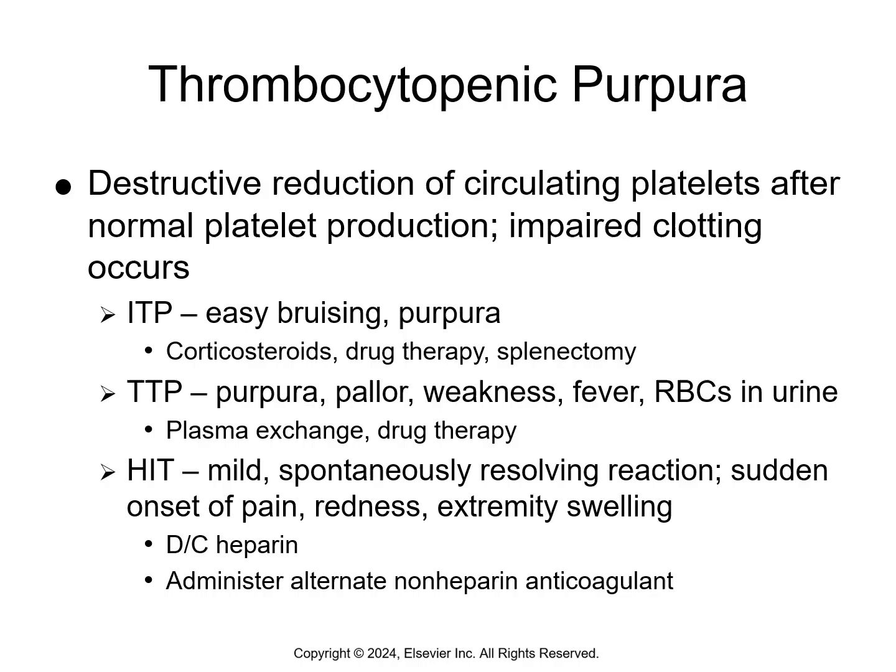Thrombocytopenia. This is about platelet destruction disorders. Thrombocytopenia is low platelets. The purpura is bruising and petechiae. And again, you need to know that word. ITP, immune thrombocytopenic purpura. This is where platelets are destroyed by the immune system. Symptoms are easy bruising, petechiae, and purpura. Treatment is corticosteroids, drug therapy, and splenectomy.